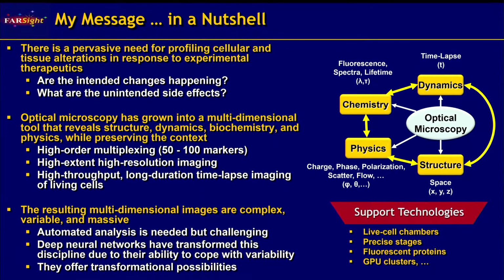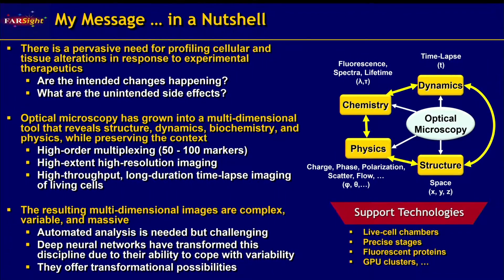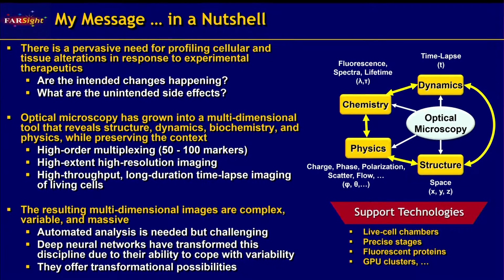We're primarily interested in, hey, what is the therapeutic doing to the tissue? Is it inflicting its intended changes? And are there unintended side effects that we want to know about, right? The biggest problem that we face is that the images that come out of these microscopes have become more complex, more variable, right? Variability is the bane of this business. And massive. We're routinely dealing with single images that are in the multi-terabyte scale, right?